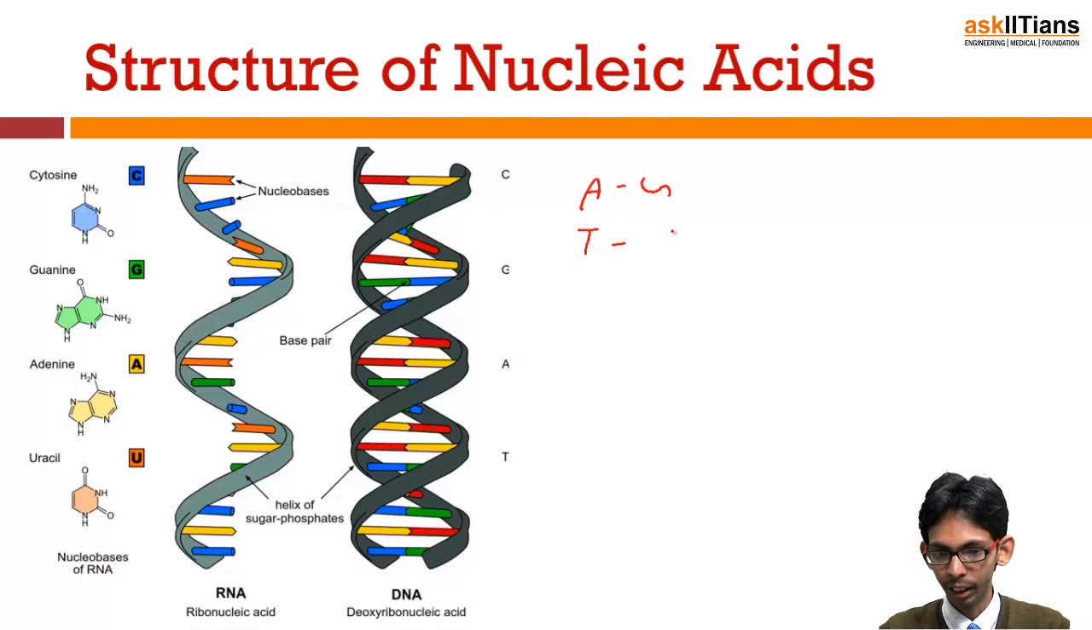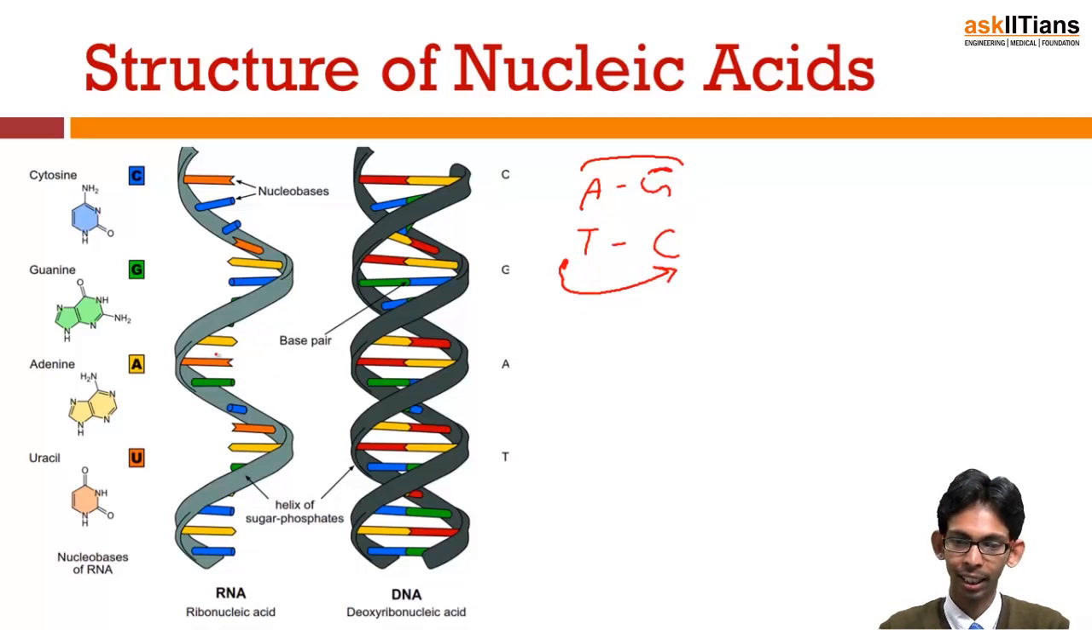Adenine forms hydrogen bond always with thymine, and guanine forms hydrogen bond only with cytosine. So this is the base pair actually. This is RNA, single stranded, this is DNA, double stranded.